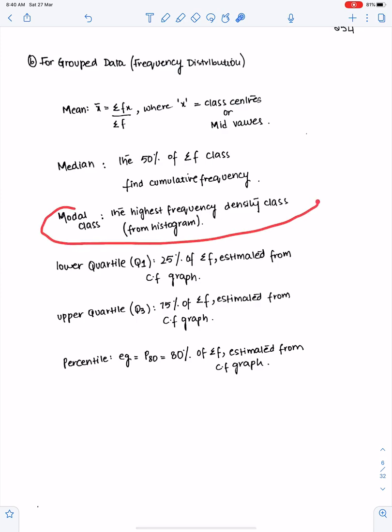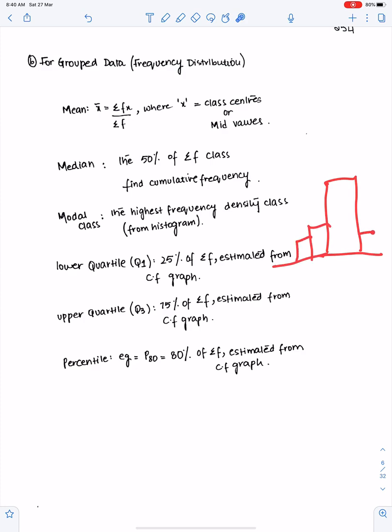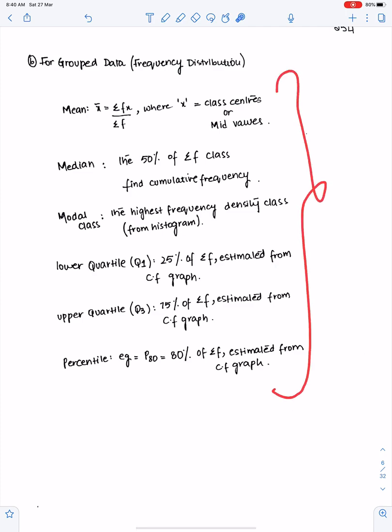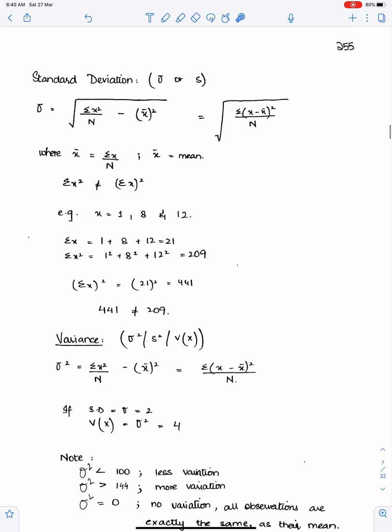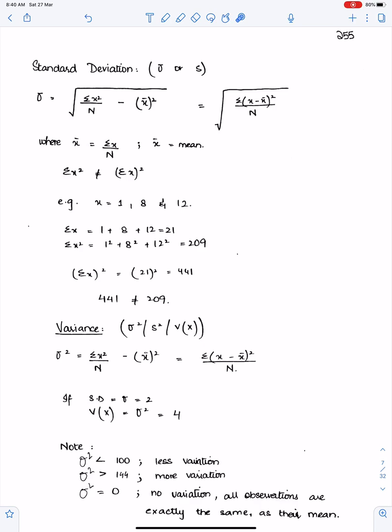Well, we get modal class from histogram. It is the highest frequency density class, the highest bar. Let's suppose this one is the highest bar. So this is the modal class. If we have 20 here and 30 here, so the modal class is 20 to 30. This is for group data, and continuous group data in fact. These formulas are for ungroup data.